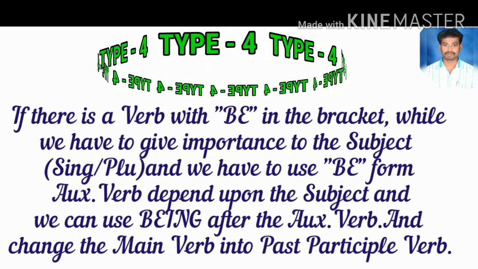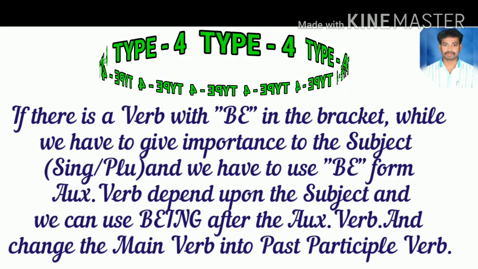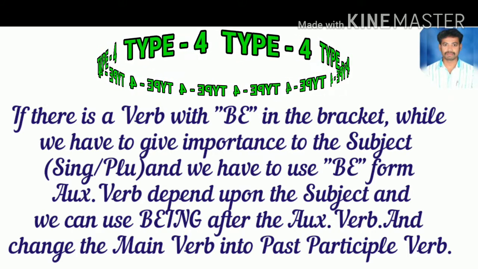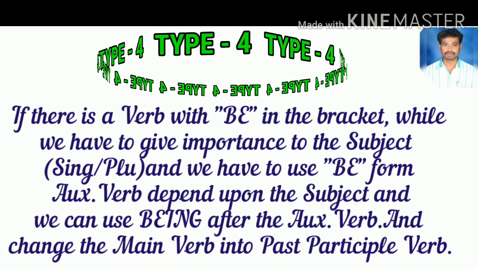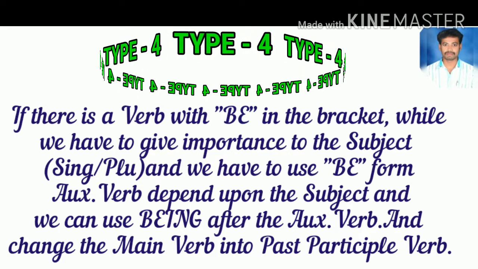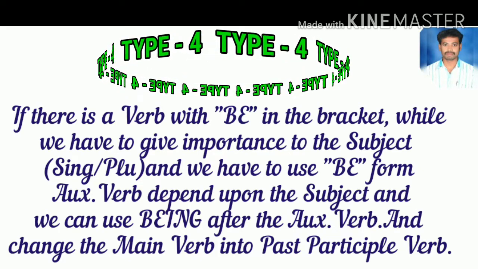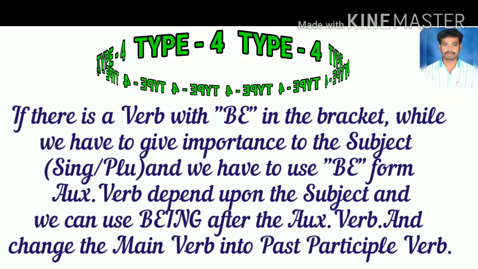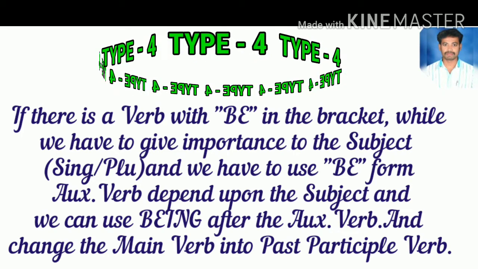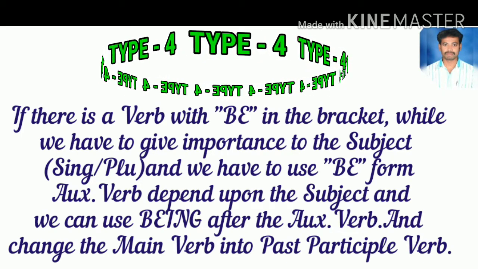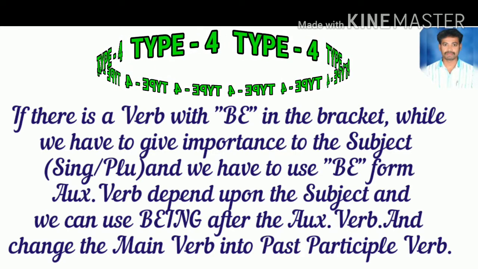Okay, so just all of you see this one. The fourth type: if there is a verb with be form verb, look there, it means that there is just only be plus, not be form verbs, so that is a be. There, we have to give importance to the subject, what we want to do in the first type, the same. Here also they want to give just only be, but there is no be form verb.